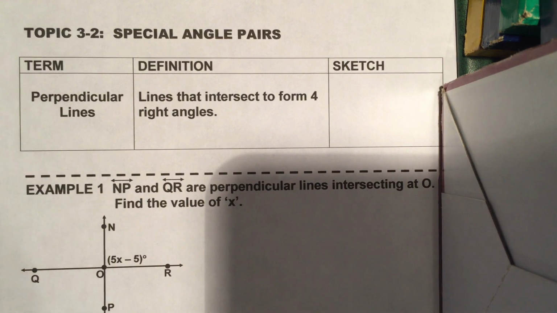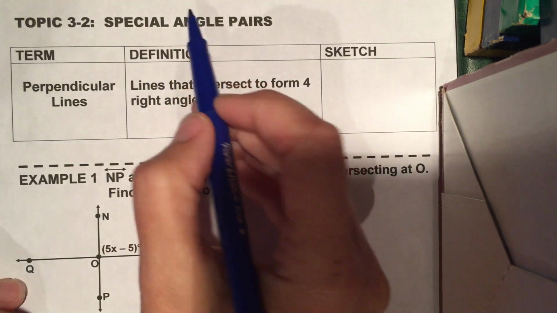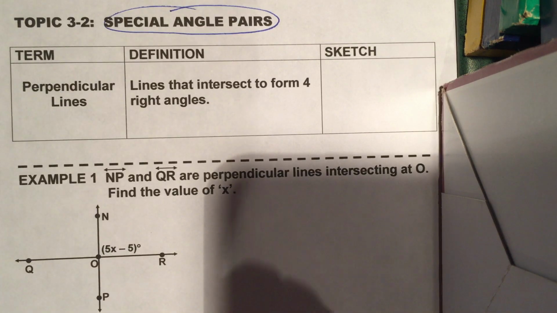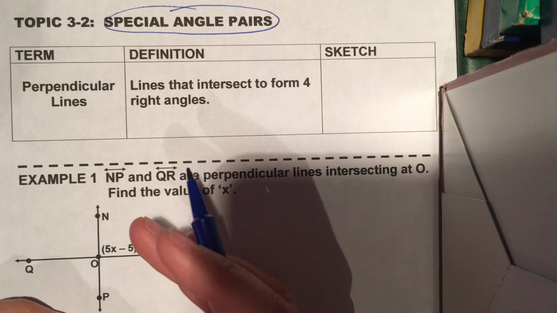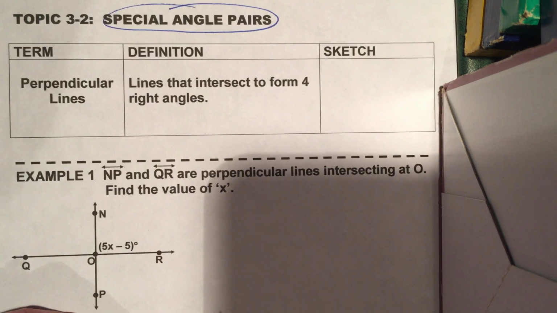Alright, so these are some notes also for angles. We're looking now at special types of angle pairs. These are the notes you got on Friday. So we've got special angle pairs. We've got different types of angles that we have, and we have what we call special angle pairs. And the special angle pairs are certain types of angles that have certain characteristics which make them unique.